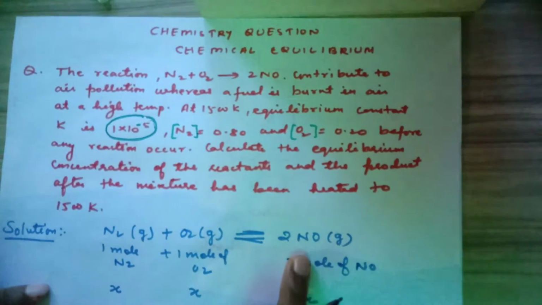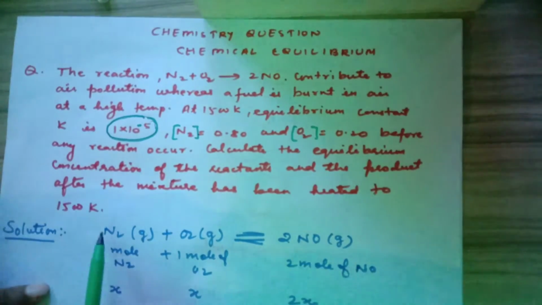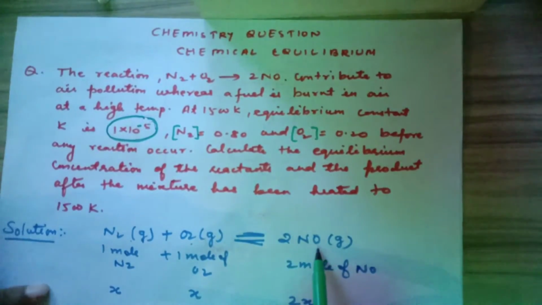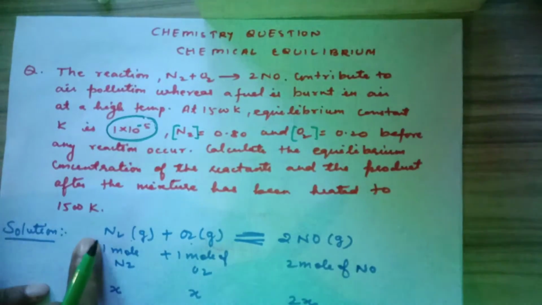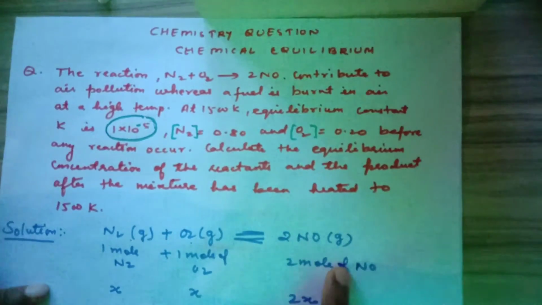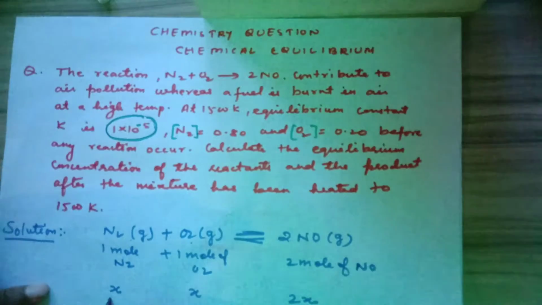Now according to the given equation, when 1 mole of nitrogen reacts with 1 mole of oxygen, it will give 2 mole of NO, that is nitrogen monoxide or nitrogen oxide. Simply, if nothing is given, if the coefficient is 1, we can take it as 1 mole. For oxygen it will be 1 mole, and for NO, balancing gives 2 mole. Suppose we take X for N2, that will be the same X for O2. X mole of N2 reacts with X mole of O2, it will give 2X mole of NO. Now let's proceed to the question.